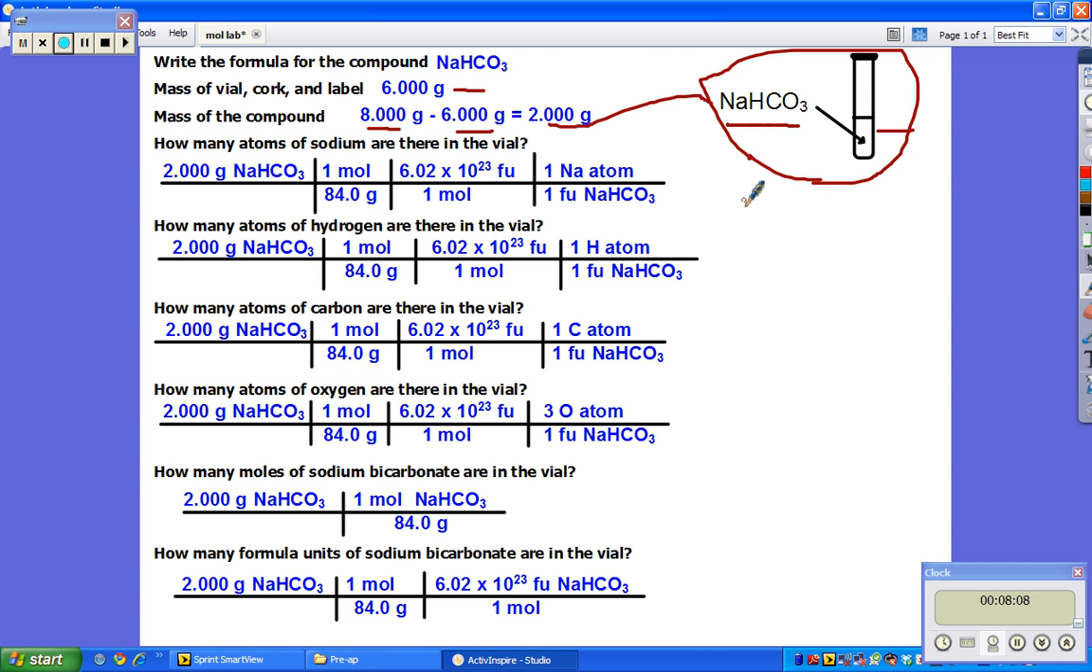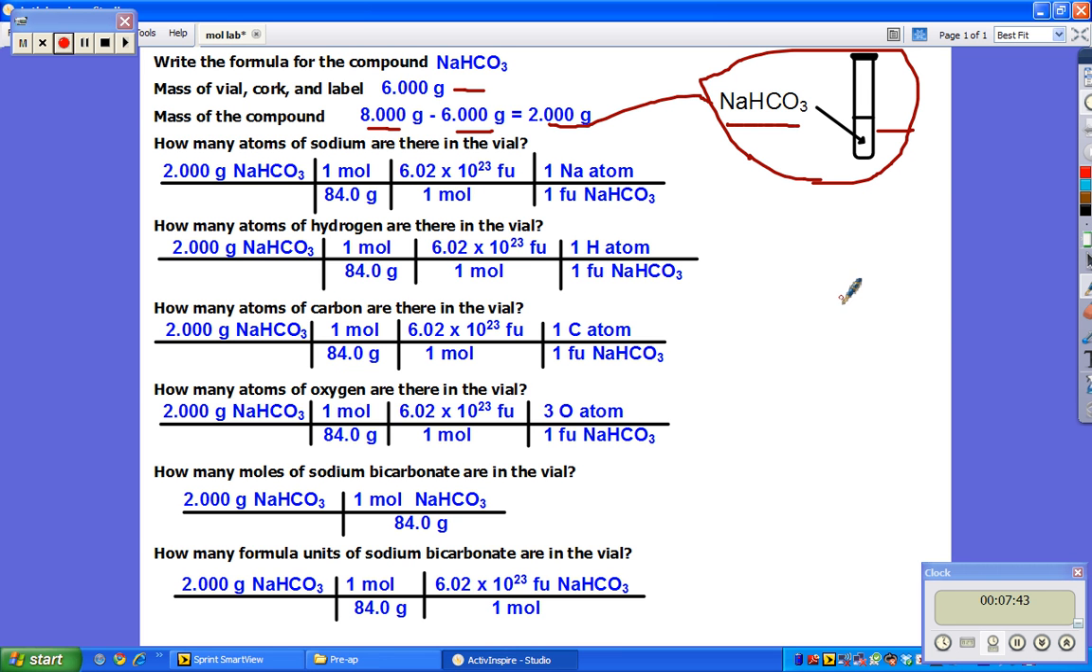Now, yes, absolutely, for every one formula unit, there is 1 sodium, 1 hydrogen, 1 carbon, and 3 oxygens. But be very, very cautious about ever putting those values down if I'm talking about how many are in this test tube, because obviously if there were only 1, 1, 1, and 3 of those, you couldn't see it. Nobody could see it. So just be very careful with that.